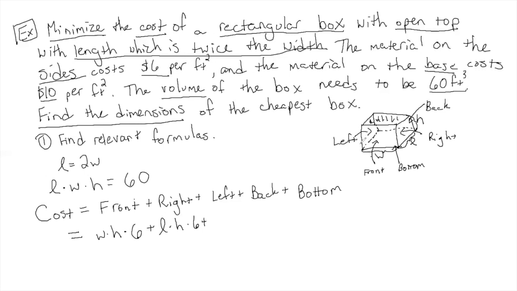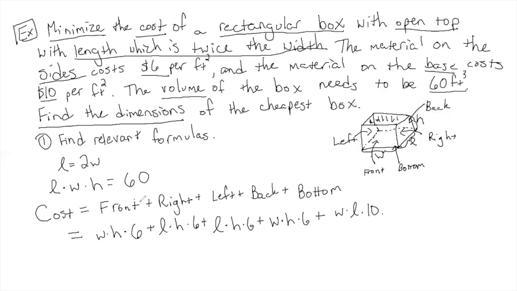left is exactly the same thing, right? Because this is H, this is L, because it's parallel to this. L times H times 6 plus, now the back has W as its horizontal dimension, multiplied by H, W times H times 6. And then bottom is a little bit stranger because I don't have an H. I have W times L. This is the dimension of this rectangle on the bottom. W times L times, but now it's not 6, because the base costs different than the sides. The base costs 10. So this is W times L times 10. Great.